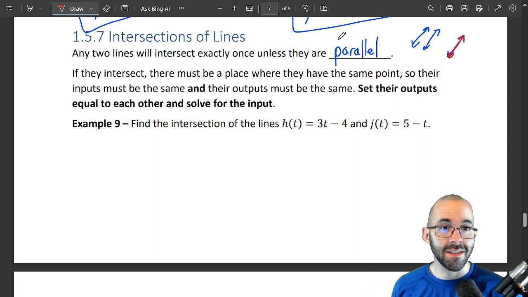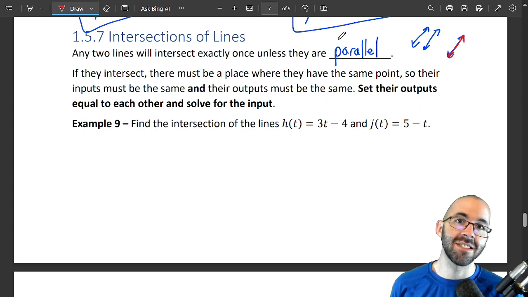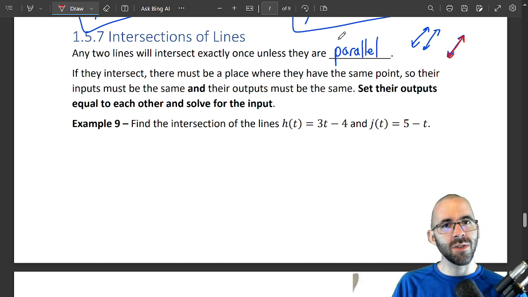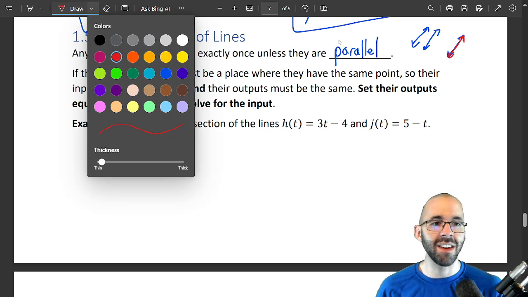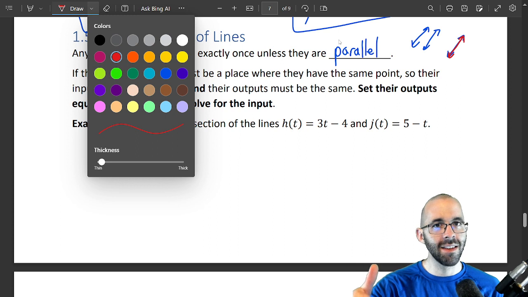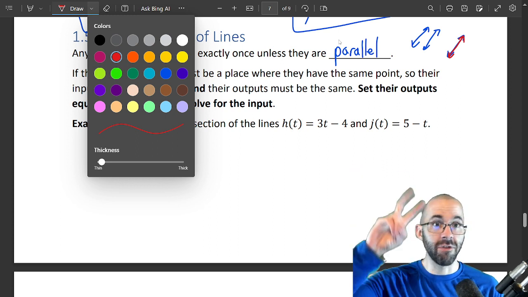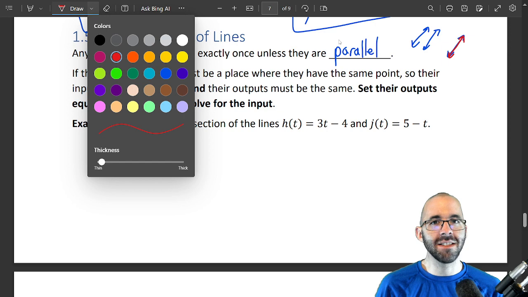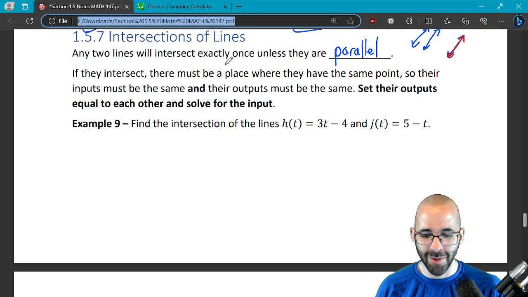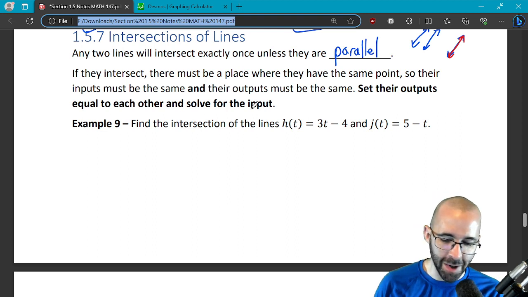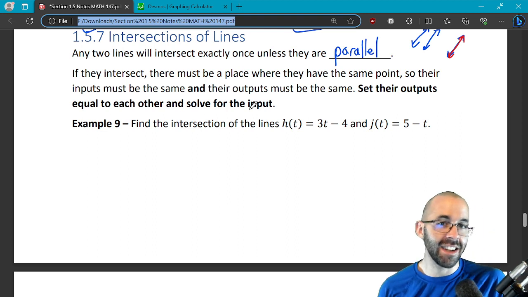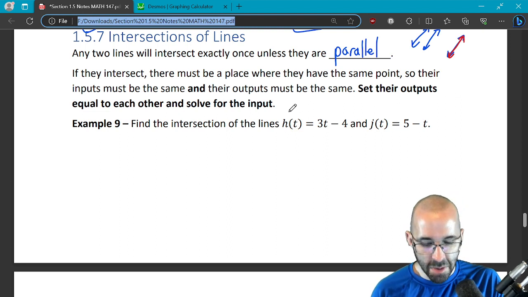Fun fact, by the way, this is only true in Cartesian coordinates, the XY plane. If you talk about spherical coordinates, like the globe, then parallel lines can behave differently, or lines can cross more than once. Think of the equator and something that goes around the globe vertically. Those are two lines that actually cross twice. Anyway, that's non-Euclidean geometry, which we're not going to talk about. In this class, two lines are going to intersect exactly once, unless they're parallel.